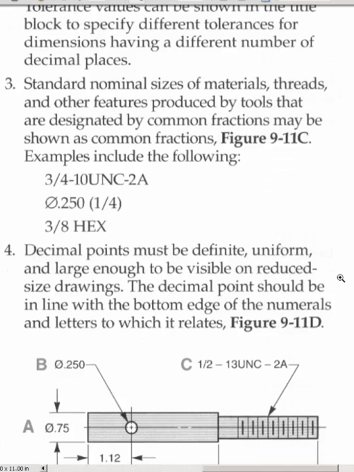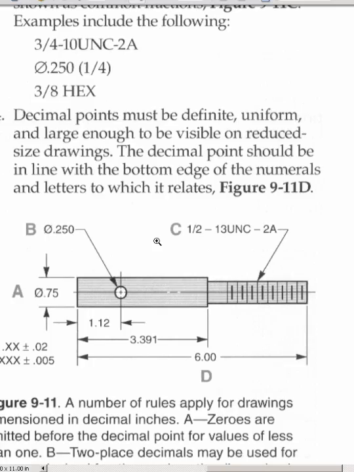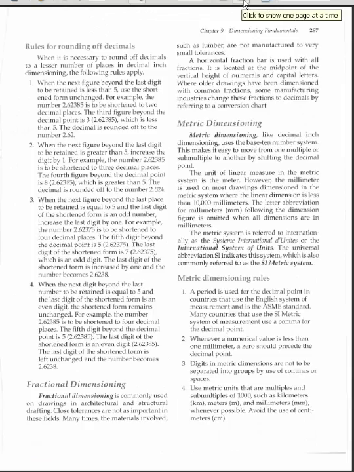Also, decimal points must be definite, uniform, and large enough to be visible on reduced size drawings. The decimal point should be in line with the bottom edge of the numerals and letters. That's no big deal because the CAD system does it for you. So you shouldn't have a problem with that. Okay?